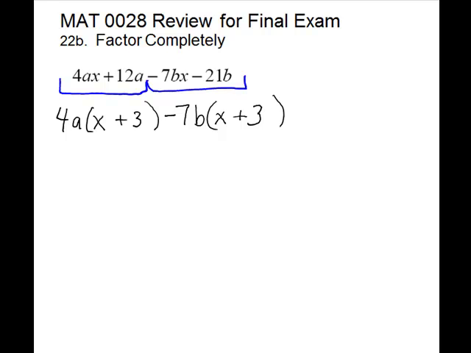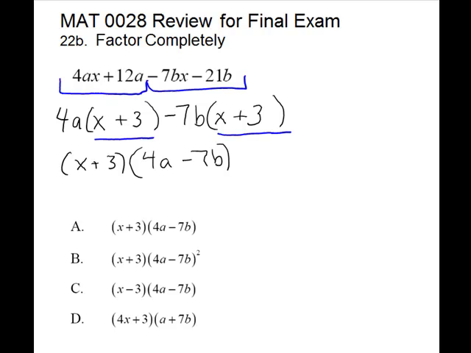Now we look at the whole problem, and what we hope happened is that we get a common binomial. It is now the GCF for the whole problem, and it can come out, x plus 3. To get back to that line, we're missing 4a minus 7b. This problem was also multiple choice, so let's look at the responses. We're looking for an x plus 3 and a 4a minus 7b. This one is actually also going to be A.